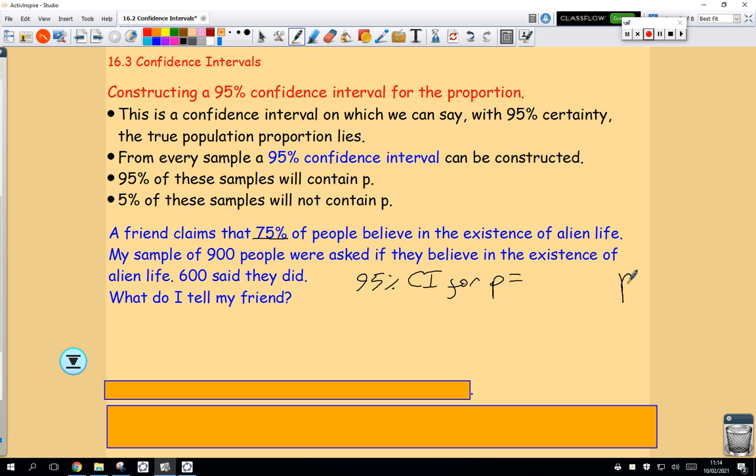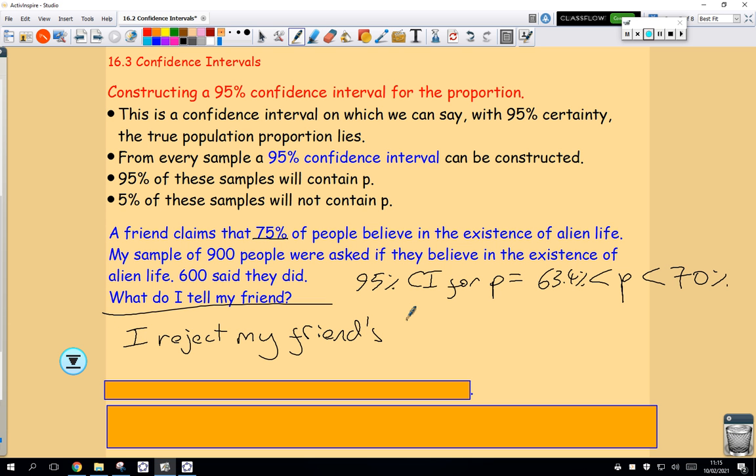And I say, well, I think the proportion lies between 63.4% and 70%. What do I tell my friend? Well, ultimately what I tell him is I think he's wrong. And the fancy way we have of saying this is that I reject my friend's hypothesis. So I'm going to reject his hypothesis. This is a hypothesis. It's some claim he's making about the population, and I'm rejecting it. I'm saying I reject that.